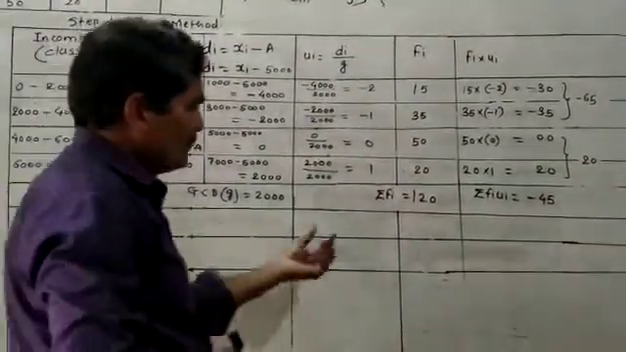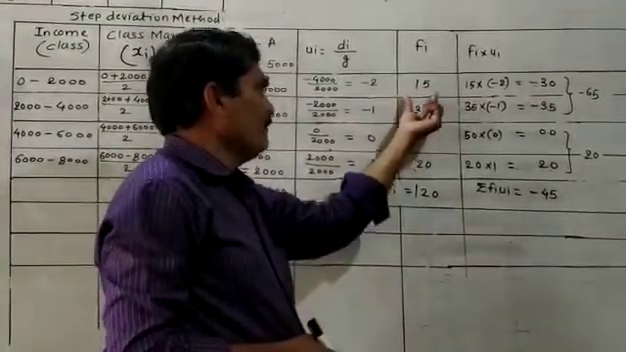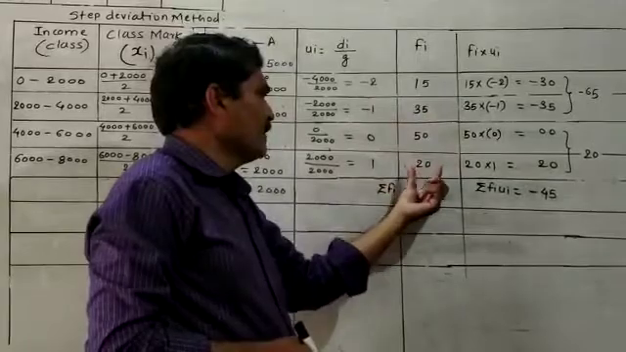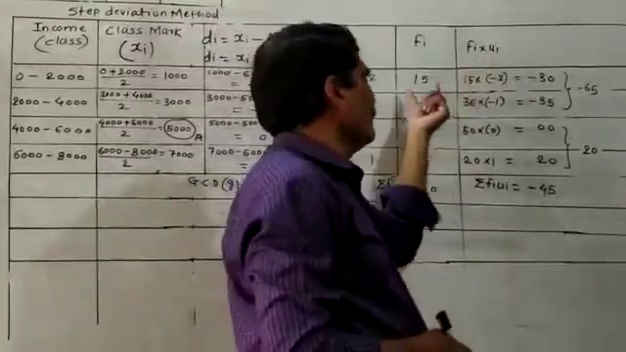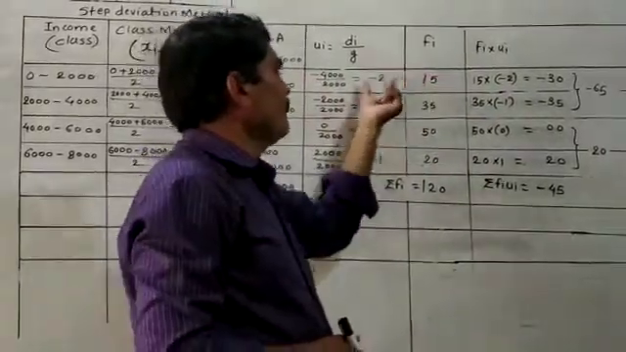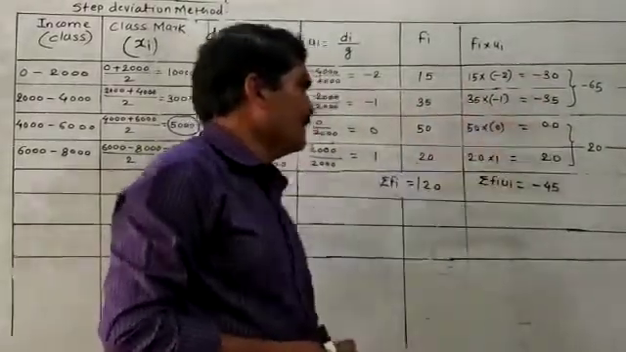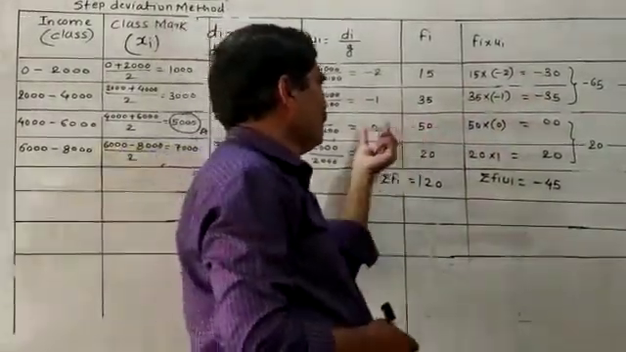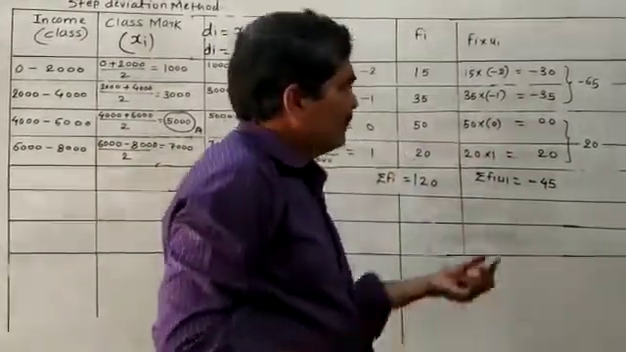Then you have to find the sum of FI, which means adding all the FI. 15 plus 35 plus 50 plus 20 is equal to 120. Then you have to find FI into UI. This one is FI, this one is UI. 15 multiplied by minus 2 is minus 30. 35 multiplied by minus 1 is minus 35. 50 multiplied by 0 is 0. 20 multiplied by 1 is 20.